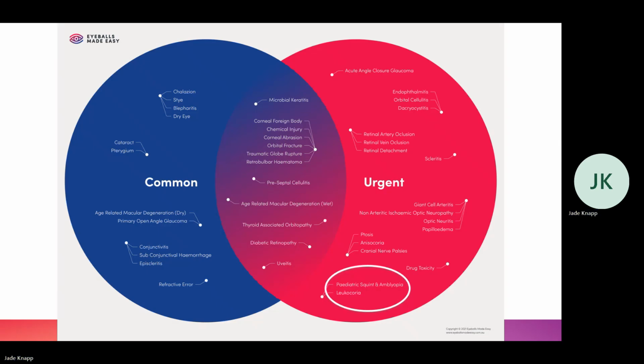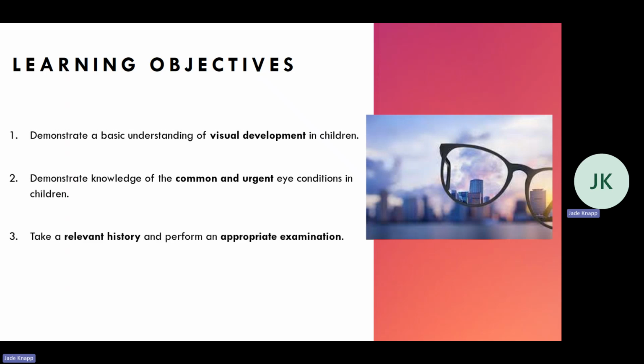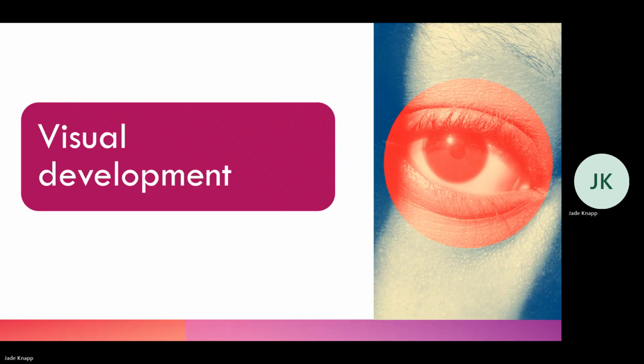Is there anything else I'm covering today? No, really, it's those issues down there. So our learning objectives are basic understanding of visual development in kids, which we'll get into, and then the conditions themselves, a relevant history and examination of a child, and then diagnosis and management of the conditions that we'll go through. Feel free to interrupt, guys, with questions during. You don't have to wait till the end.